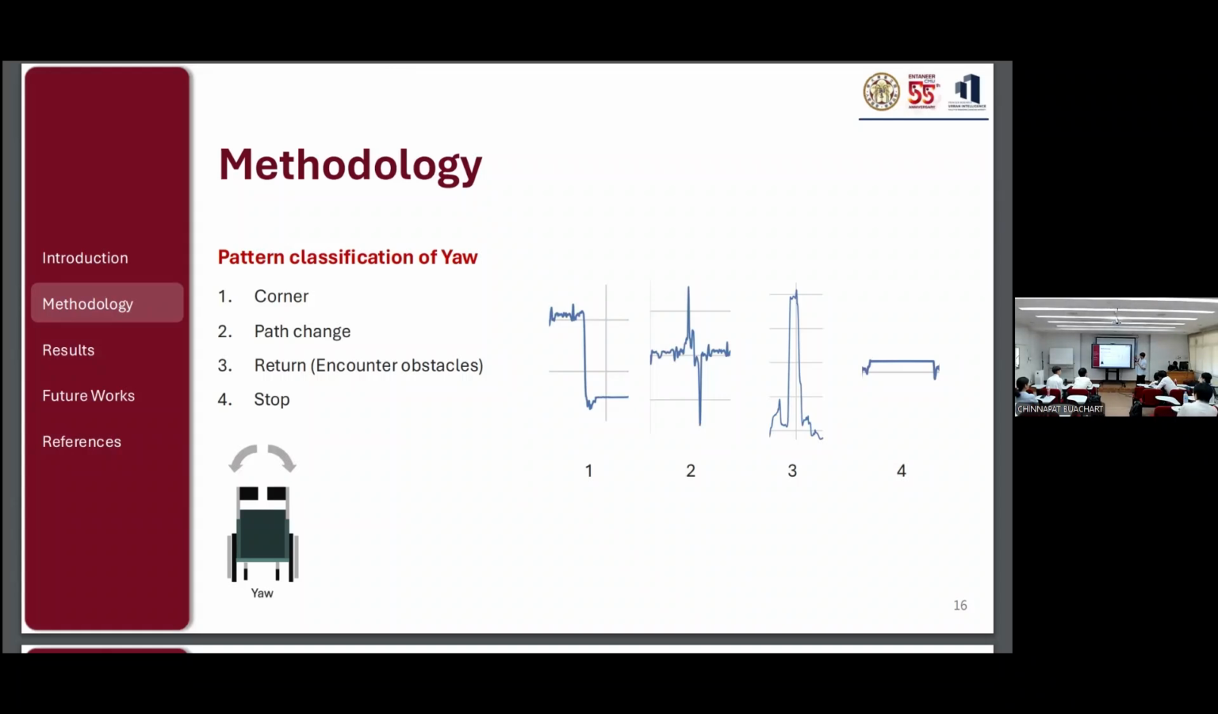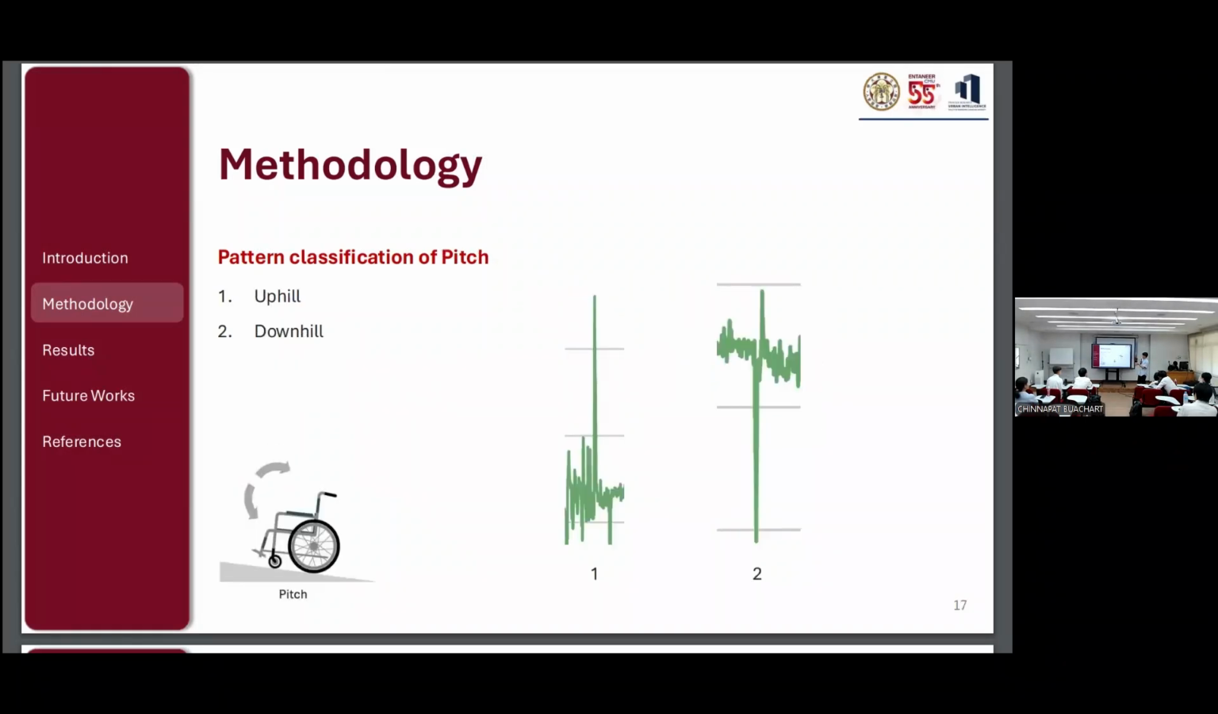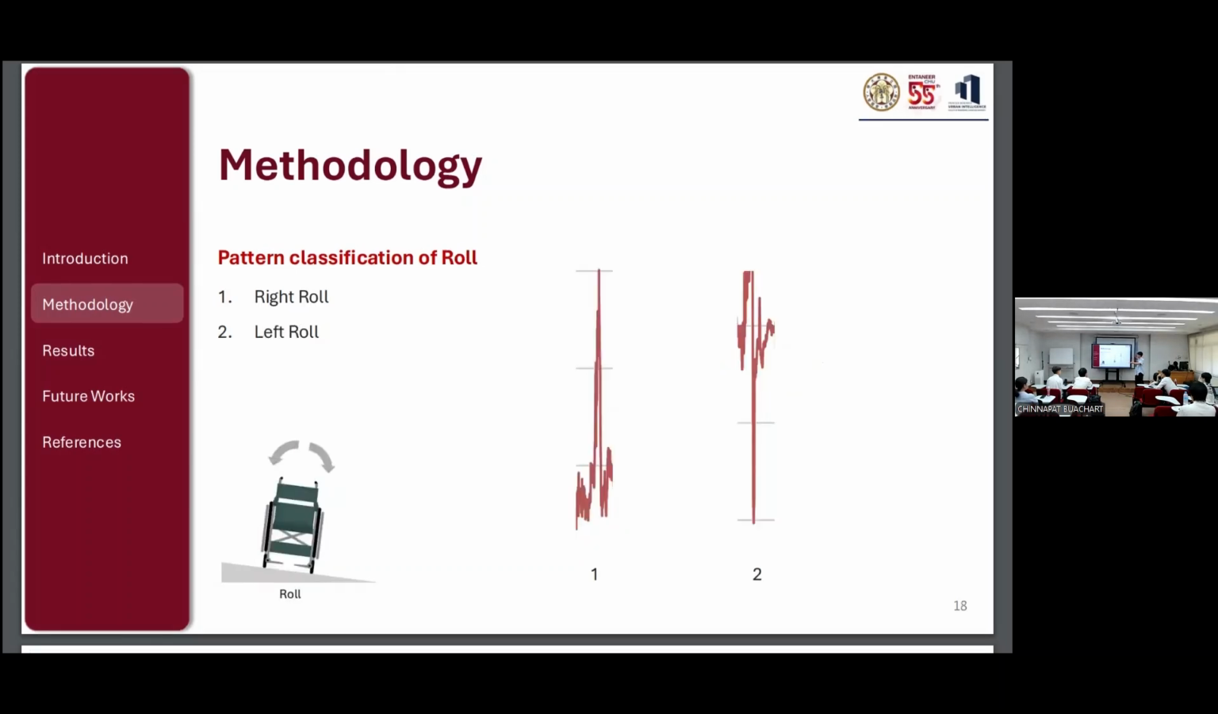Okay, so the last one is the simplest one. The simplest one is just stop, just standing there, doing nothing. Okay, so pitch and roll are relatively simple. For pitch, it's just like you're going through a slope that is going up or going down, so it's an uphill or downhill. And roll means you're rolling left or right. So it also shows it's increasing or decreasing.